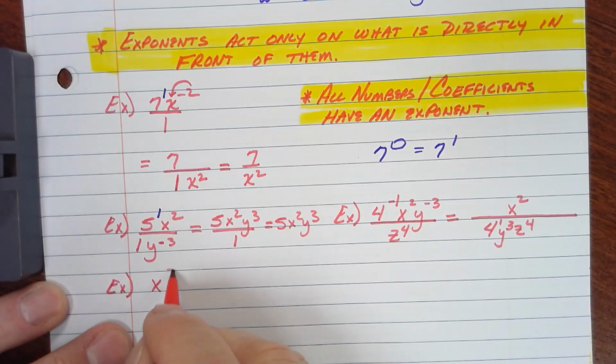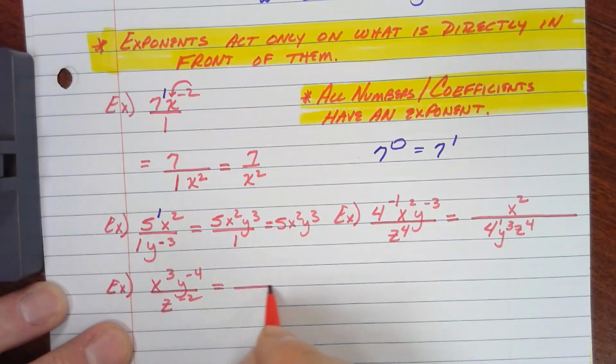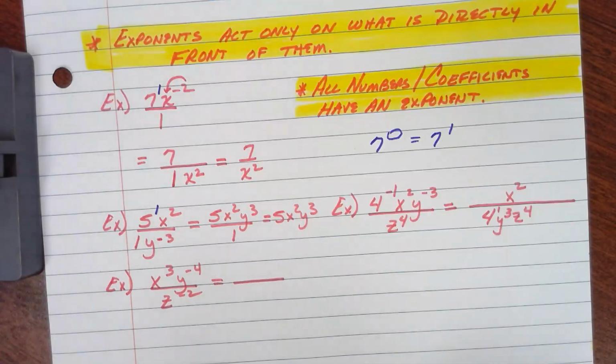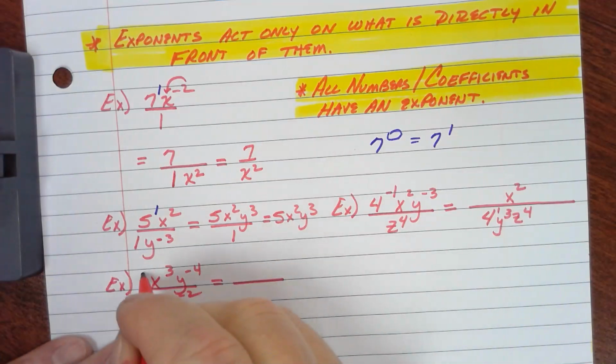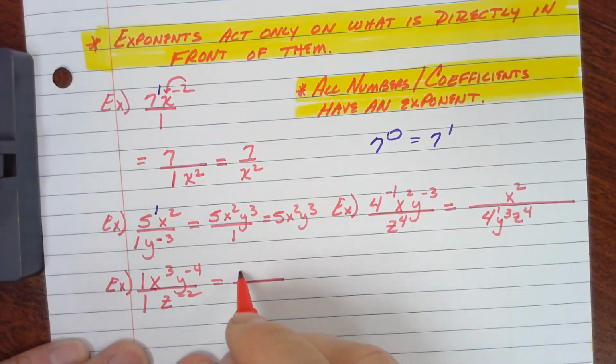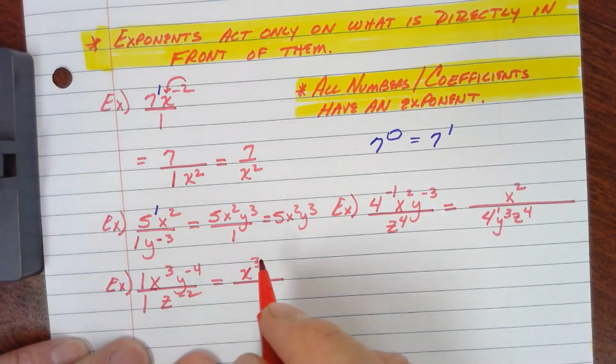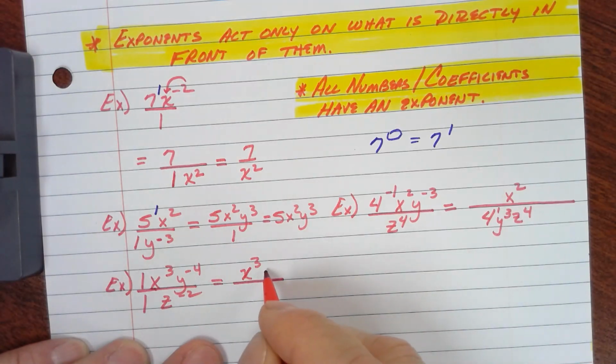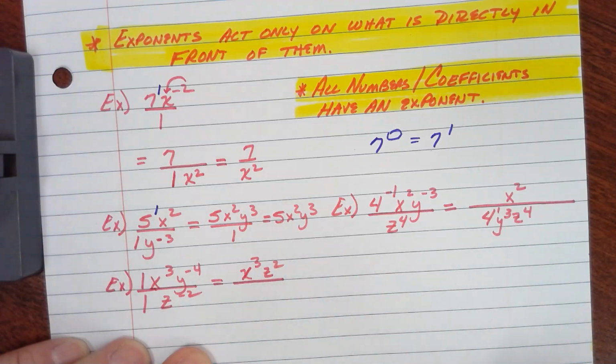X cubed, y to the negative 4 over z to the negative 2. Again, there's a 1 in the numerator, 1 in the denominator if I need it. The x cubed has a positive exponent, and it's going to stay right there. Z to the negative 2 goes to the numerator. Y to the negative 4 goes to the denominator.